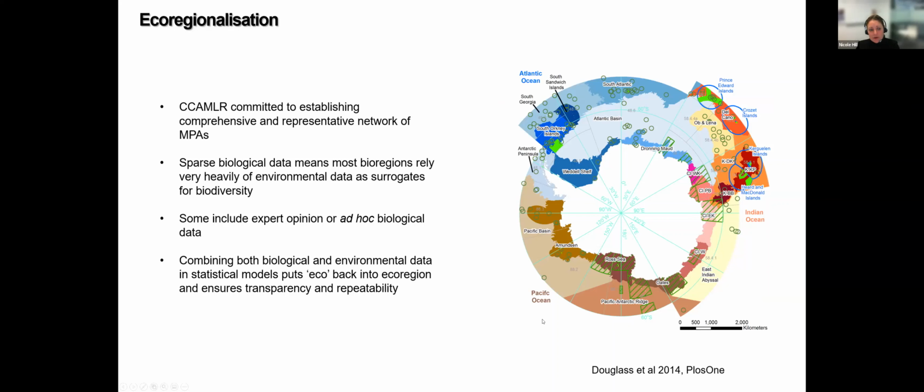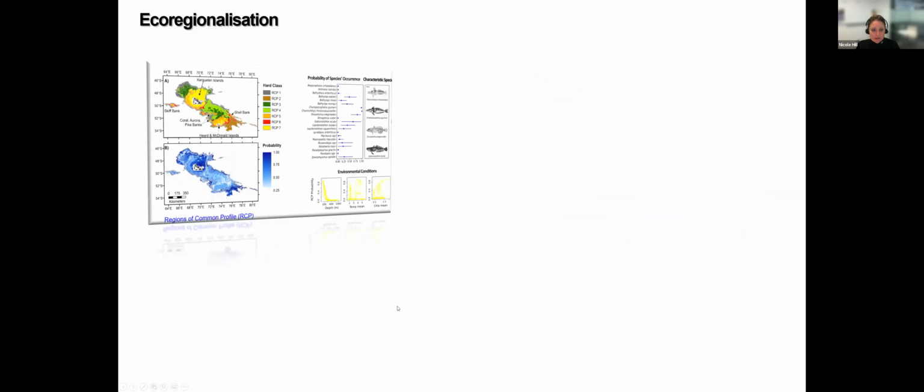But the process that we're proposing explicitly combines biological with environmental data and essentially puts the eco back into eco-regionalisation. It's also a process that is transparent and repeatable. So if we get more biological information, or different environmental information, we can rerun this process pretty easily. The approach that we're using to do this, and we're running these analyses at the moment, is the one that I showed you from the Kerguelen Plateau, where we're looking at regions of common profile to understand where the distribution of the ecoregions are, what they're comprised of, and what the environmental conditions are like.